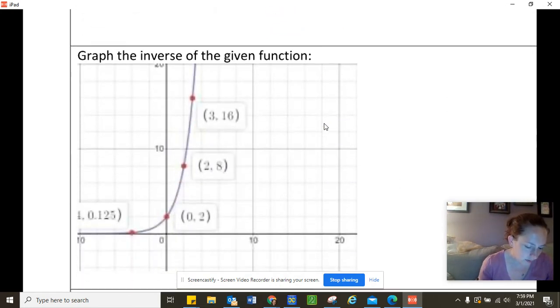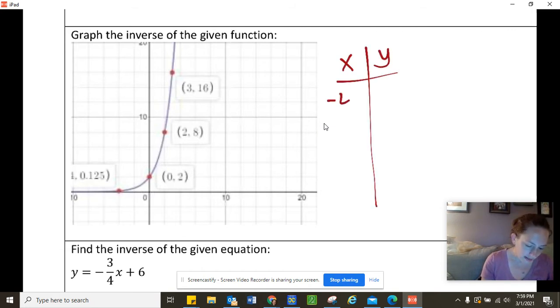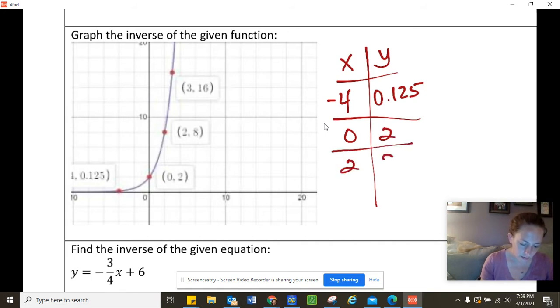Okay. So with a graph, since we generally graph by plotting points, the easiest way to graph an inverse from a graph is to make a table of points and then reverse them and plot those. So I'm going to make a table for the function. Over there on the left, that's negative 4, 0.125. Basically, it's just really close to 0. This is exponential. Then I've got the point 0, 2, the point 2, 8, and 3, 16.